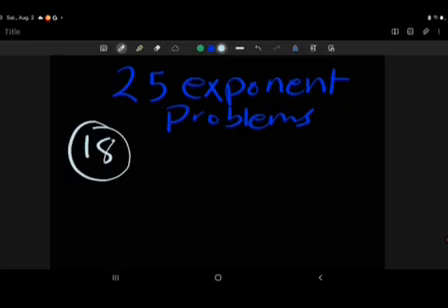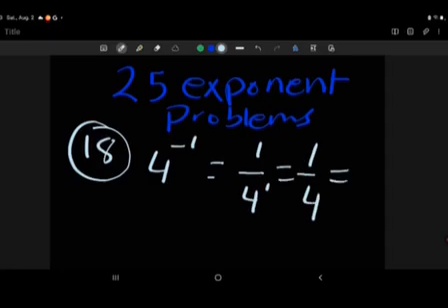Now problem 18, let's say we have 4 to the negative 1 power. What is that going to be equal to? Of course it's 1 over 4 to the first power, which is basically 1 over 4, which is 0.25 in decimal form. Okay.